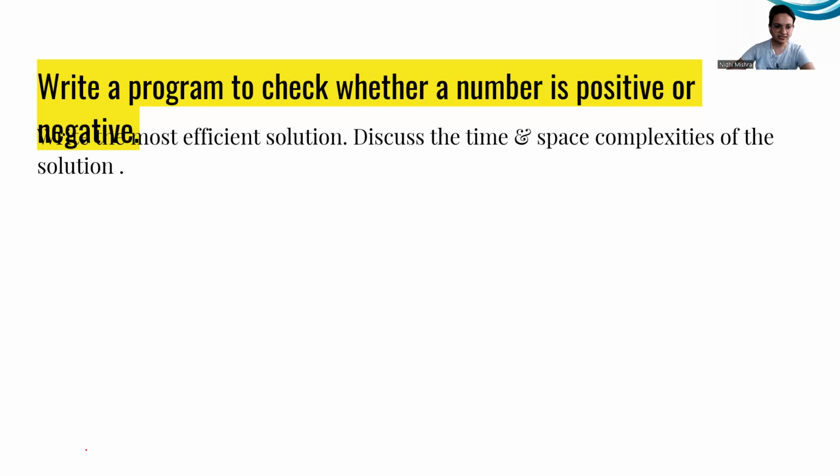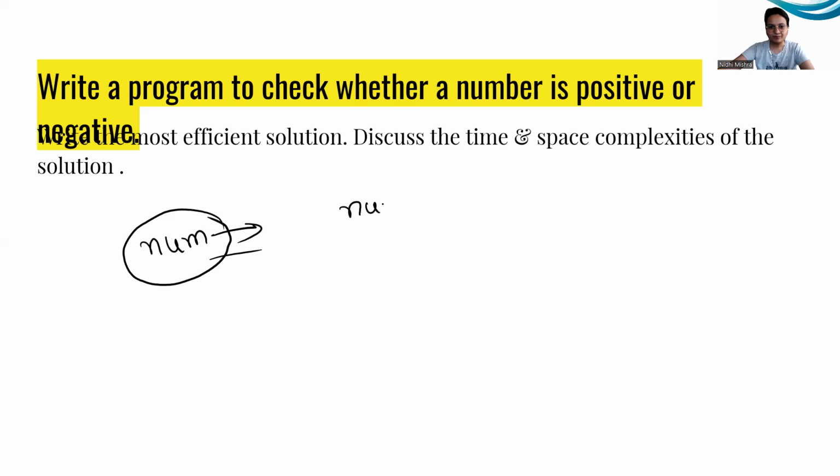Let the number be num. You have to take this num as an input from the user. People who are doing it in C can take it in C, and people who want to do it in C++ can do it in C++. And then you can check whether this number is positive or negative.